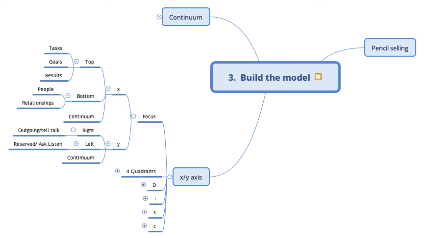Then I draw the horizontal axis. I say, have you ever noticed how some people are outgoing, tell, talk, and some people are more reserved, more ask and listen type of people? And they say, yeah, and I explain again how it's continuous, it can be anywhere on it. Having done that, I say that we now have 4 quadrants with people who are results, task, goal, focus, and are outgoing, tell, talk. And we call that particular style dominance, that behavioural style.